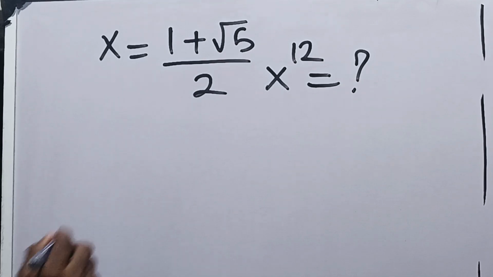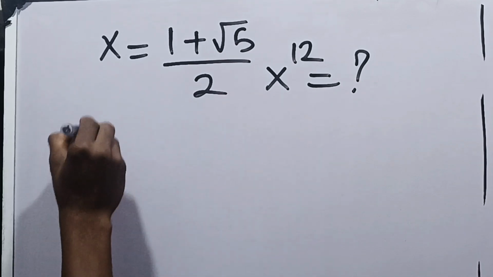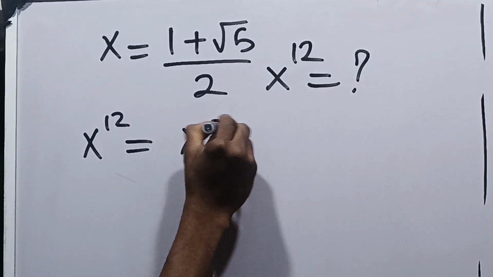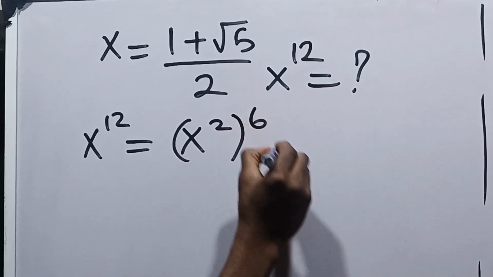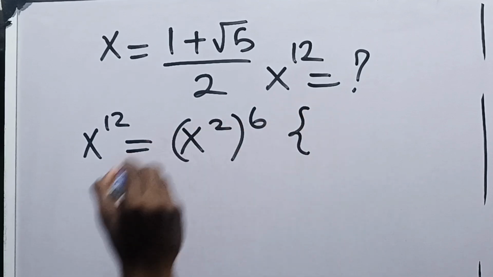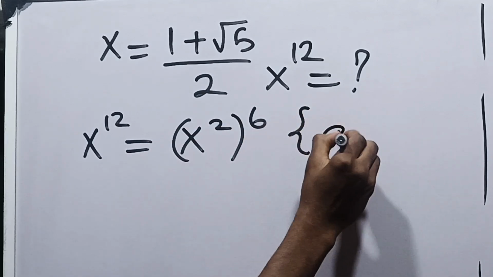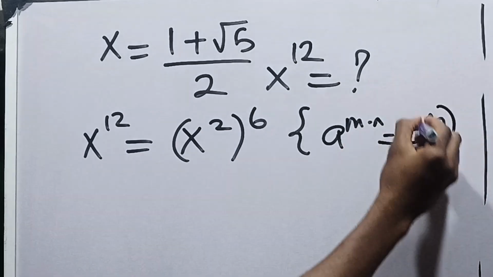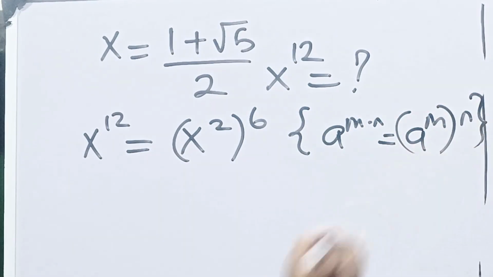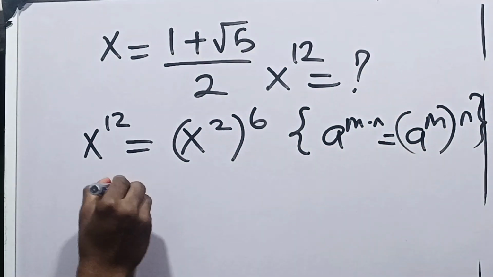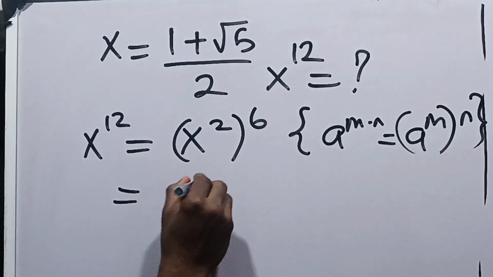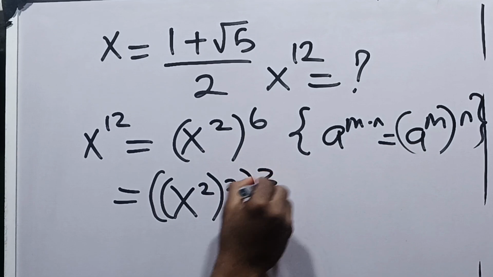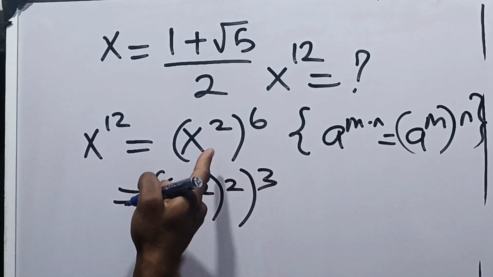Now, the first thing we can say is that let's find out what x raised to the power 12 is equal to. x raised to the power 12 can be equal to x raised to the power 2, all raised to the power of 6. This follows from the law of indices that says that a raised to the power m multiplied by n is equal to a raised to the power m, all raised to the power of n. Now moving on from here, this is now equal to x raised to the power 2, all raised to the power of 3. Again, 3 times 2 is 6.